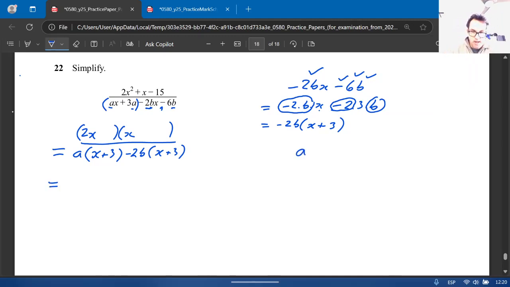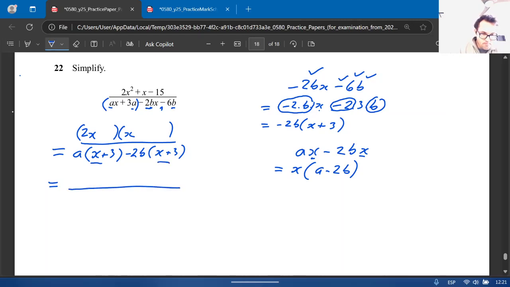So imagine we had ax minus 2bx, yeah? Imagine we had that. And we factorize out the x. We'll put it in front, and we're left with a minus 2b. Makes sense? Thing is, now we don't just have an x, we've got an x plus 3. So we factorize out the x plus 3, and we're left with a minus 2b. That's the two terms that are left.